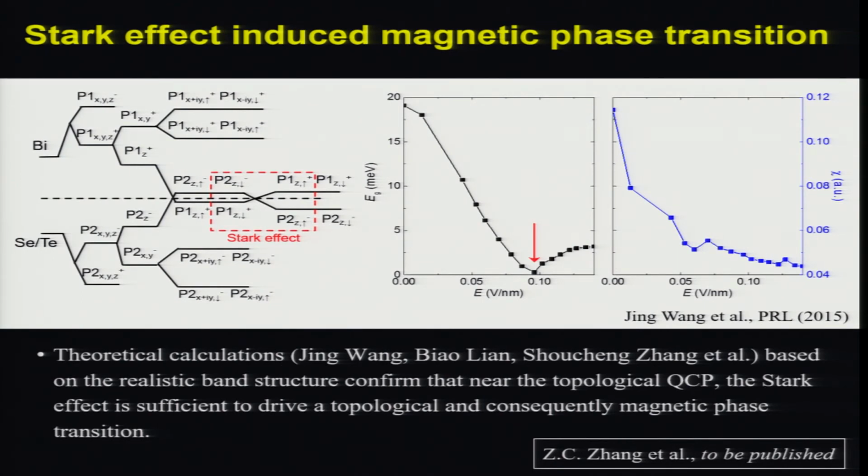And because the magnetic susceptibility is strongly correlated to the band topology in the Van Vleck mechanism, that will cause a magnetic phase transition. So that's what we believe is going on.